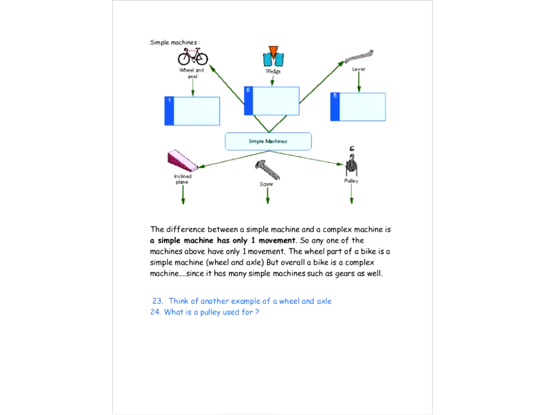Okay, so question 23 says, think of another example of a wheel and axle. Can you think of one in your room? How do you get out of your room? There's a hint. What do you open? Okay, there's a part of that that's a wheel and axle. And how about a pulley? What's a pulley used for?